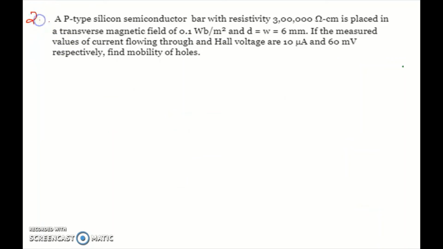So it is the second one. This one: a silicon semiconductor bar with resistivity. Okay, that means they have given the resistivity rho. So here rho is a symbol for resistivity, so I am representing it inside the bracket, that is the resistivity. Because later we are going to get the rho notation for the charge density also. So don't get confused between the resistivity and the charge density. So I'm representing the charge density as rho of C and the resistivity as rho of R.